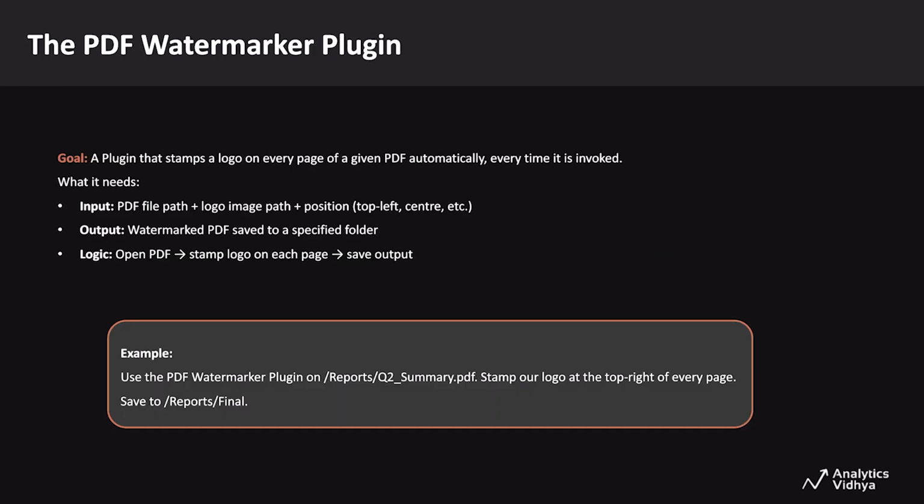Here is what we are building. The PDF Watermarker plugin takes a PDF file, a logo image, and a position preference, stamps the logo on every page, and saves the watermarked output to a specified folder. It is a simple but genuinely useful plugin. Every company that produces branded documents needs this kind of stamping at some point, and it is not available out of the box in Co-work. By the end of this video, you will have a working version of this plugin running locally.